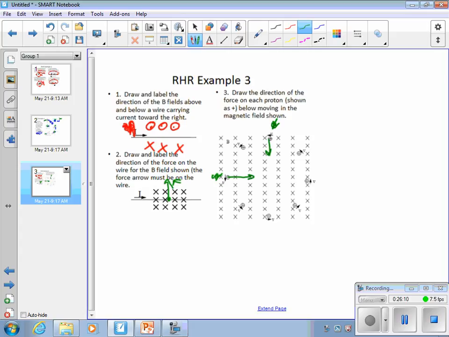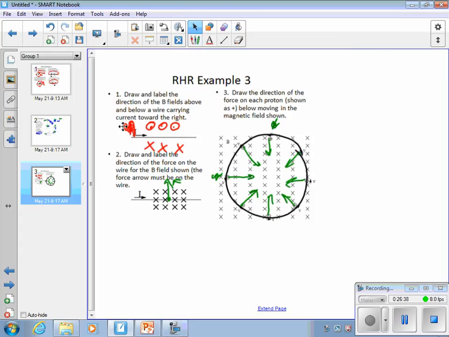Okay. Let's look at the 6 o'clock position. The field is still into the board. The direction of the velocity is to the right, so the force is upwards. Right. Okay. Hopefully you're able to see all these other ones. All these are the forces. So what's it going to do? It's going to make a pretty circle. Indeed. Okay. Cool.